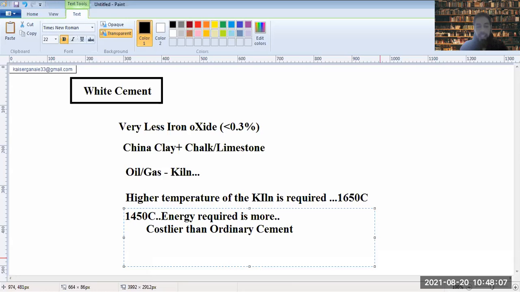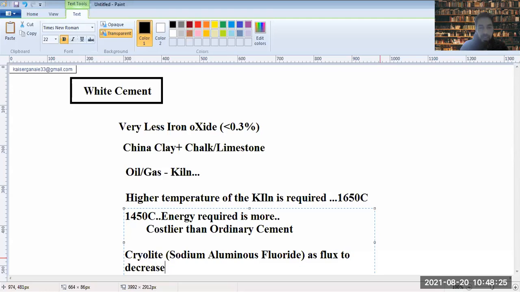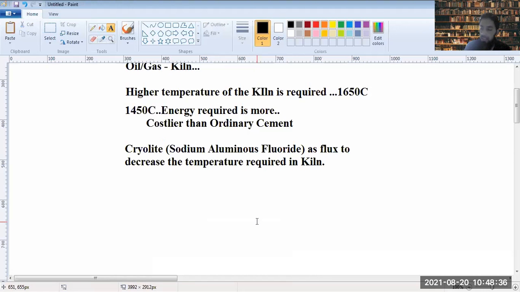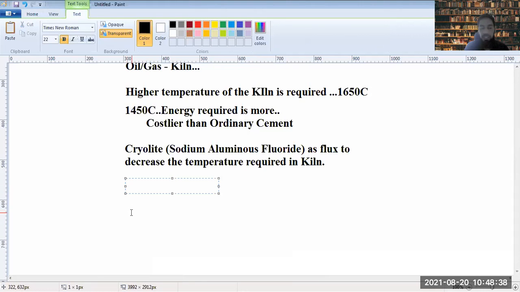So we can add cryolite, which is actually sodium aluminous fluoride. We can add this as flux material to decrease the temperature required in kiln. So now it also has a different composition. The white cement would not have the same composition as the OPC.